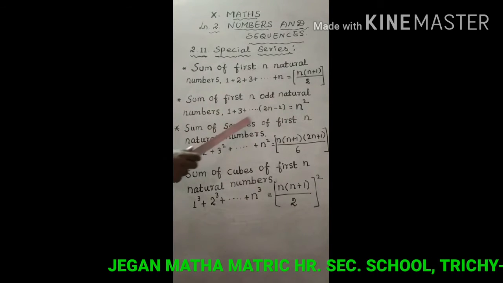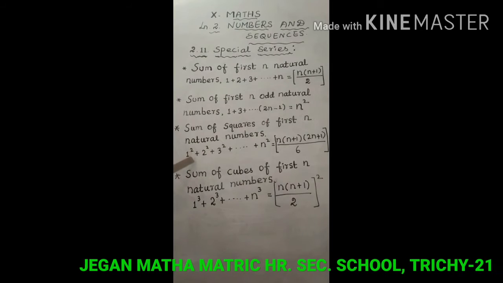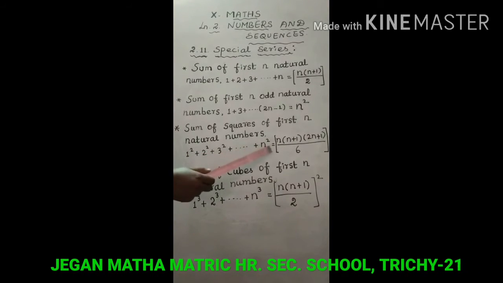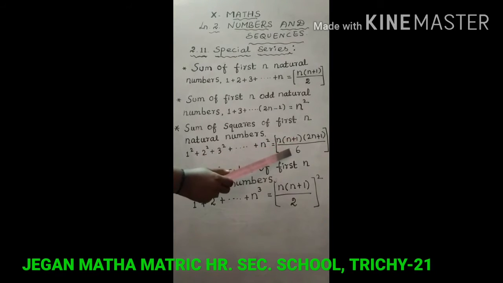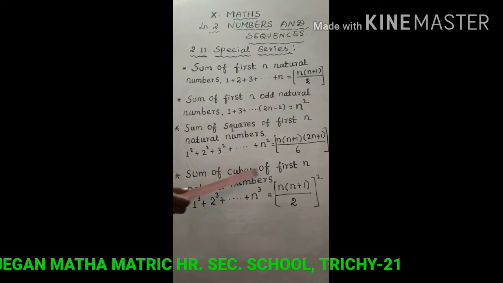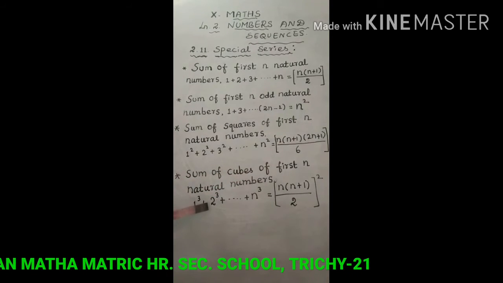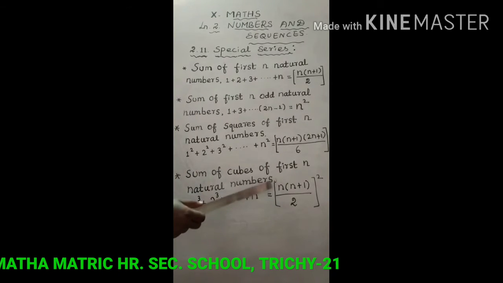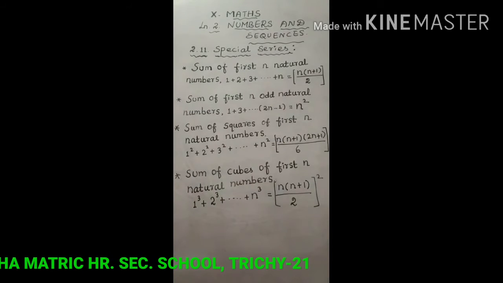Sum of squares of first n natural numbers, that is 1 square plus 2 square plus 3 square up to n square, using this formula: n into n plus 1, 2n plus 1 divided by 6. The last one, sum of cubes of first n natural numbers, that is 1 cube plus 2 cube plus dot dot dot n cube, is equal to n into n plus 1 divided by 2 whole square.